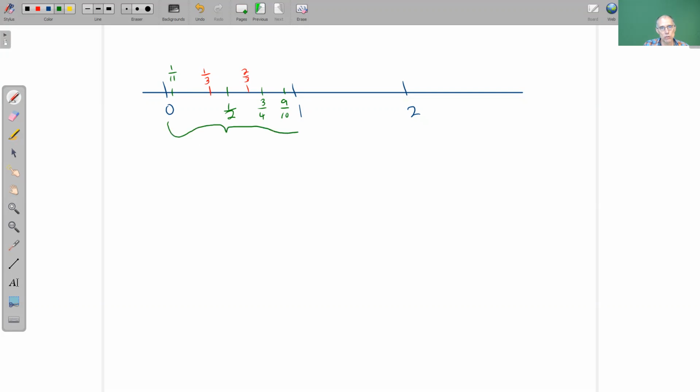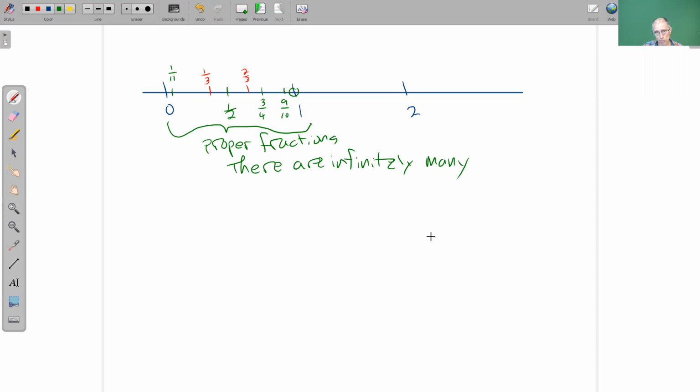And so in between 0 and 1, but less than 1, so we don't count 1, these are the proper fractions, right? And the crazy thing about proper fractions is that there are infinitely many. Because we have halves and thirds and fourths and fifths and sixths and sevenths and eighths and ninths and tenths. We have 100ths and we have 1000ths, and all day long you can come up with new denominators. And as long as the numerator is smaller, they live somewhere in here.